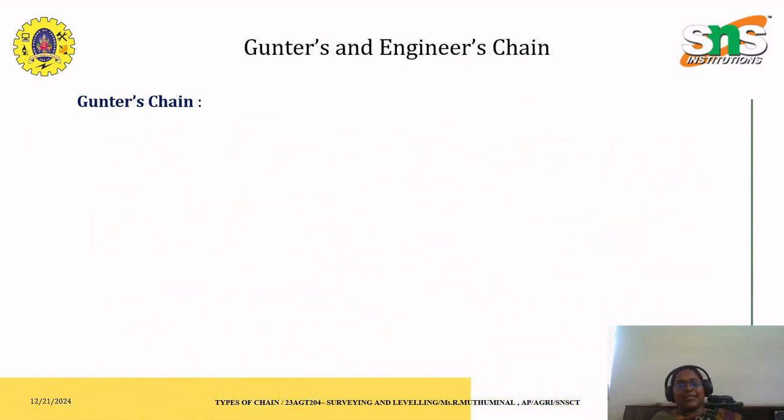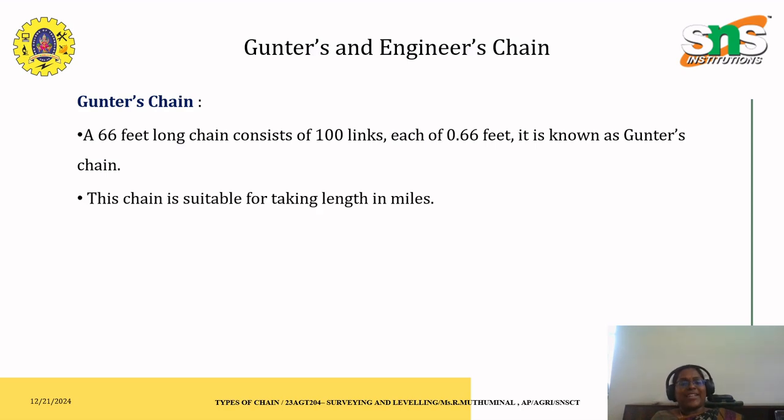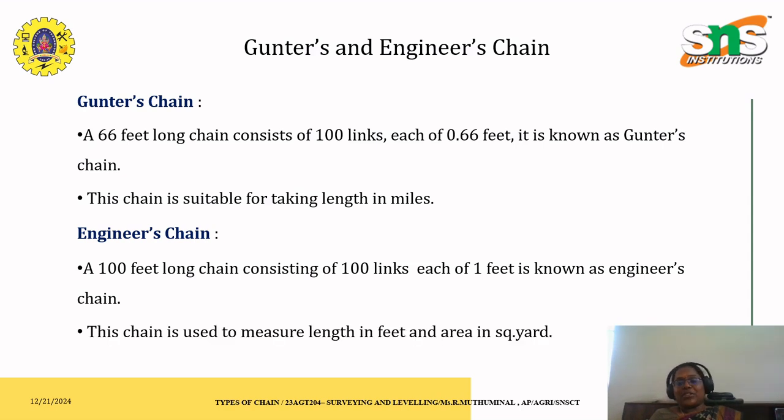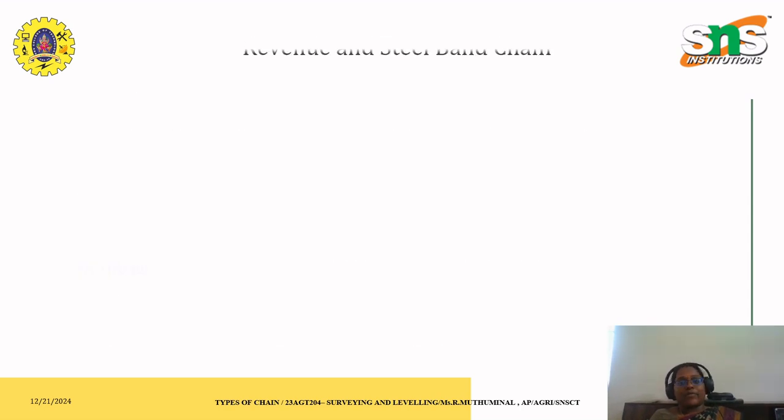The next is Gunter's and Engineer's chain. Gunter's chain is 66 feet long, and it also consists of 100 links. Each link is 0.66 feet. This chain is suitable for taking lengths in miles. And the next one is Engineer's chain. It is a much bigger chain. It is 100 feet long and consists of 100 links. That means each link is 1 foot. The chain is used to measure length in feet and area in square yards.